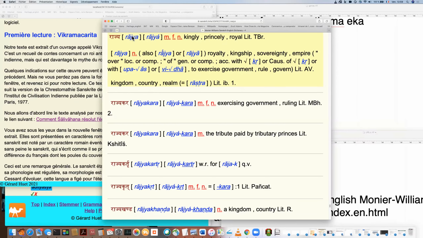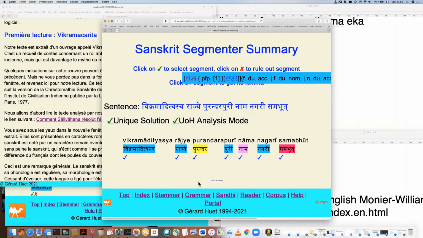And it's, see, it's in the Saptami, the seventh. So it means locative. So it means in the realm of Vikramaditya.